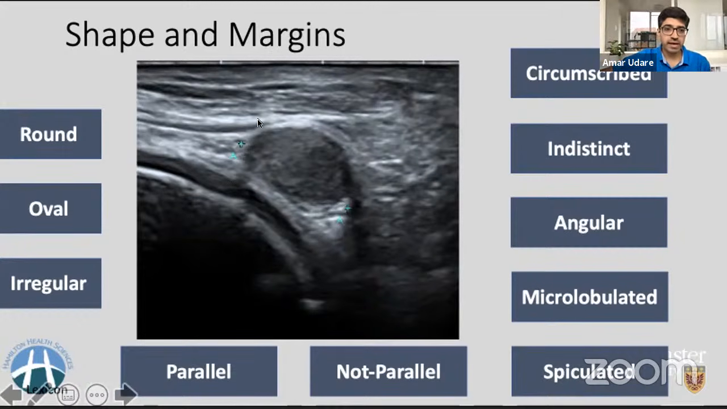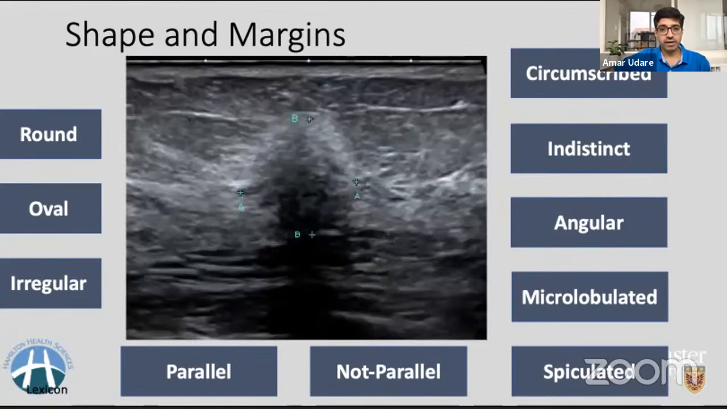So this is a typical example of an oval, parallel, and circumscribed mass. Let's look at another example here. So again, this lesion is not round or oval because you're not able to appreciate the margins that nicely here. This is an irregular mass. This is arranged not parallel because the anterior-posterior distance is larger than the transverse. And this definitely has indistinct margins. You don't know where the lesion ends and the normal tissue begins. So there is indistinct margin for this lesion. This turned out to be an invasive ductal carcinoma.